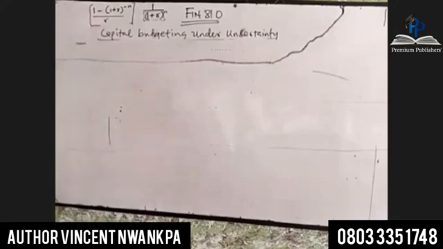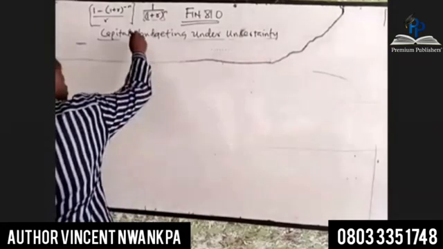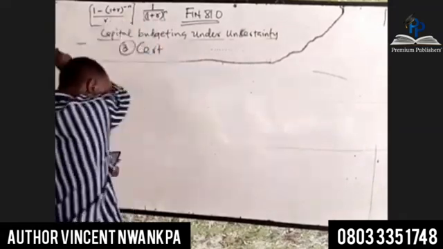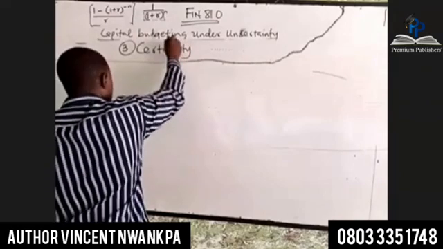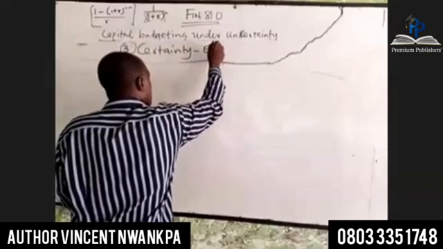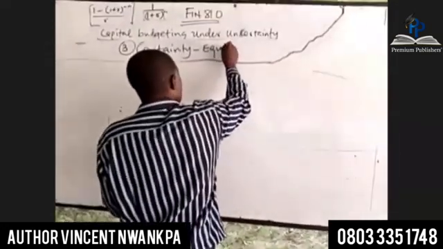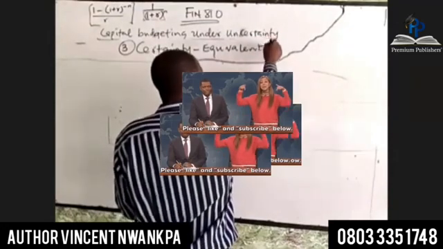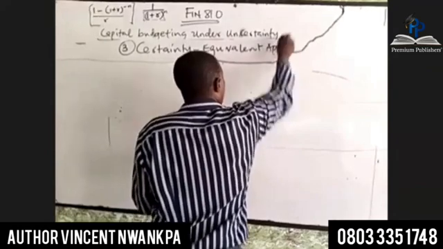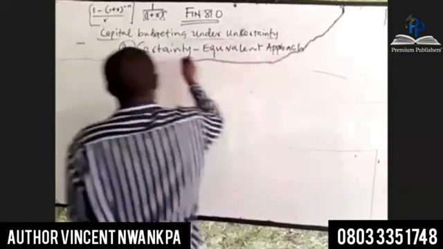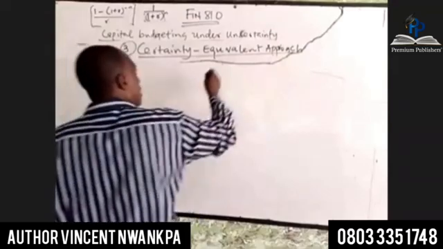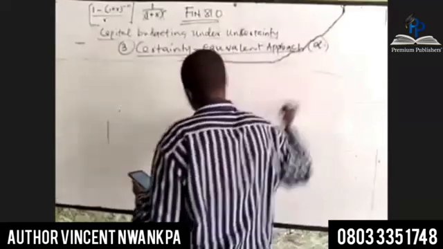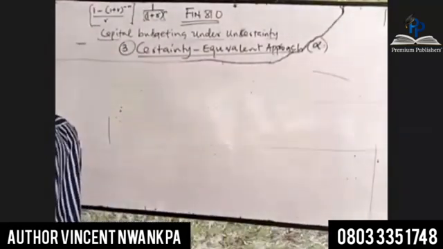From that question, you copy. But before that question, let's give you the formula for us to use. Number 3, the certainty equivalent approach or method. This particular method is represented with the symbol alpha. You saw alpha in that copy, David.